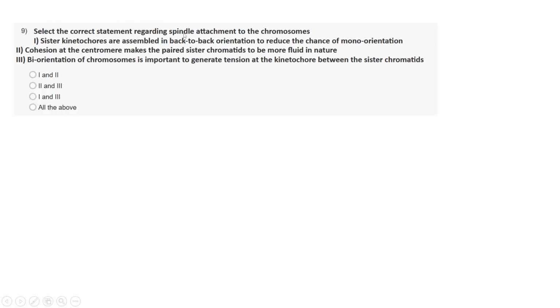So then these are the three statements regarding the spindle attachment to the chromosome. The spindle attachment, that is the microtubule attachment to the chromosome. So after these statements, you need to choose the correct option. What will be the correct option in this case? The first one is: sister kinetochores are assembled in back-to-back orientation to reduce the chance of mono-orientation. Okay, and cohesion in the centromere makes the paired sister chromatids more fluid in nature. Bi-orientation of chromosomes is important to generate tension at the kinetochore between the sister chromatids.